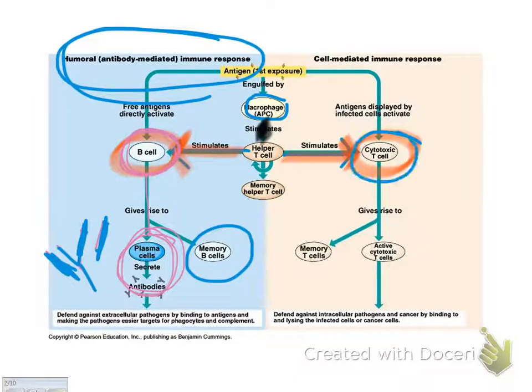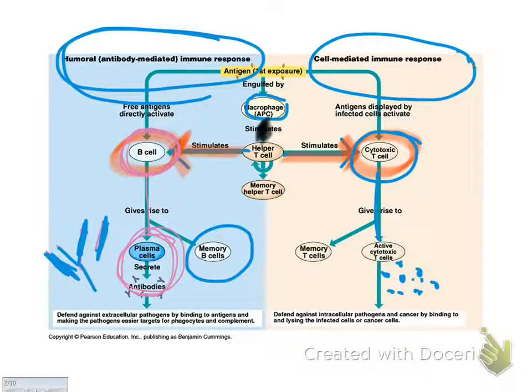T cells actually release perforin, which is a chemical that punctures the cell membrane of infected cells. So T cells act on infected cells, while B cells act on the actual pathogen. Read this down here at the bottom. This is important.